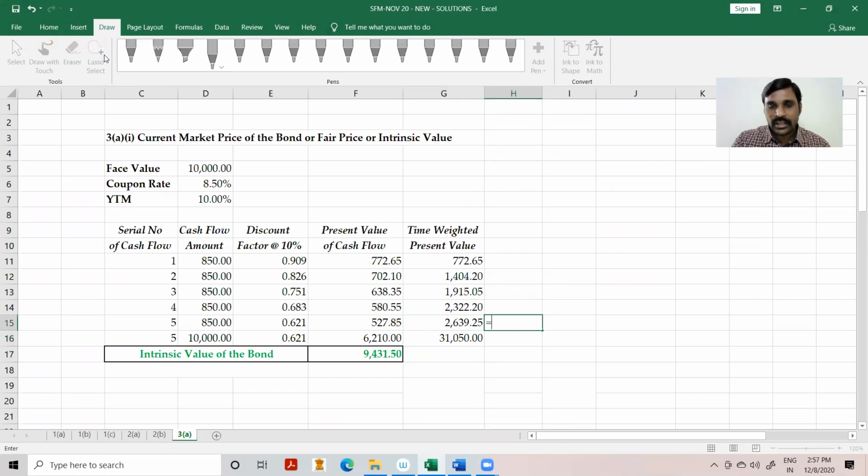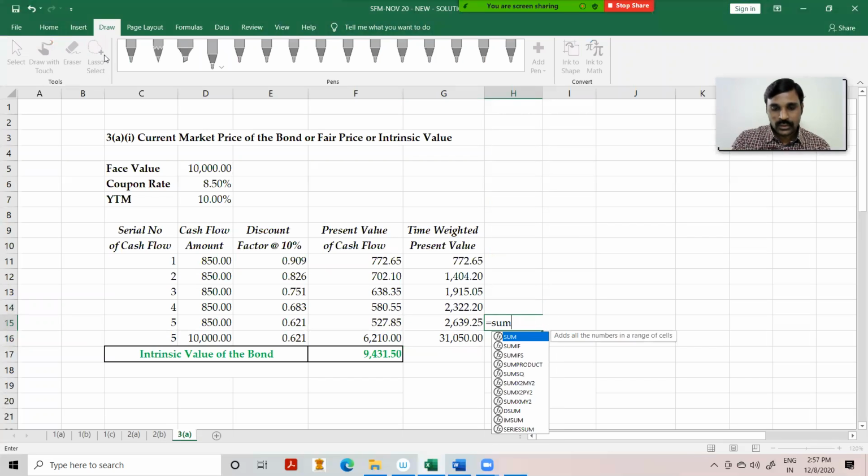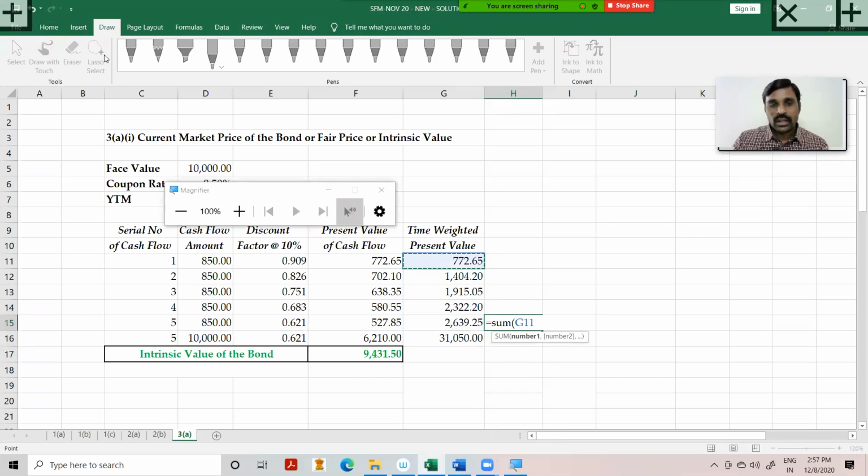First I have to total it here, if you go by the formula. Till here I have to total it, the present value of each cash flow. So if you look at the formula, this is what we have to do. Till here we have to total it.